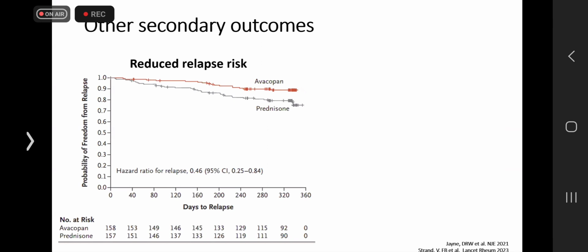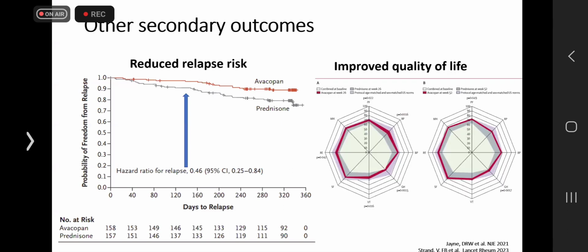There are 2 important secondary outcomes that I will focus on. The avocapan arm also showed a reduced relapse risk compared to the prednisone arm. And one of the main criticisms of the study is that in the avocapan arm, avocapan was continued till week 52, whereas in the prednisone arm, prednisone was stopped at week 20. But actually, if you look at the curves, the relapses start occurring in the glucocorticoid arm even before week 20, which kind of says that maybe there is a role for avocapan to maintain remission. But again, we need more studies to have more evidence for that.